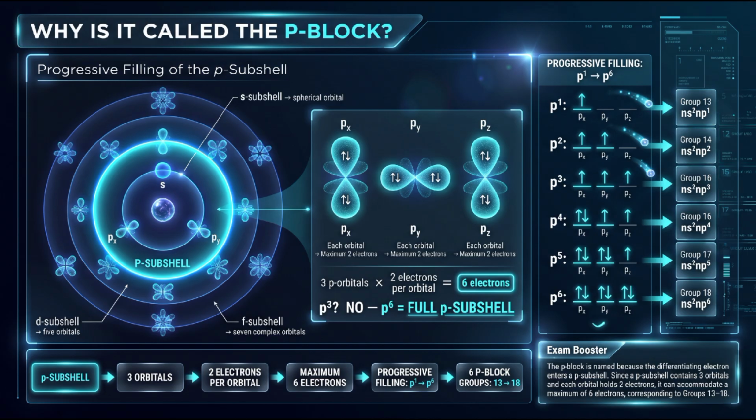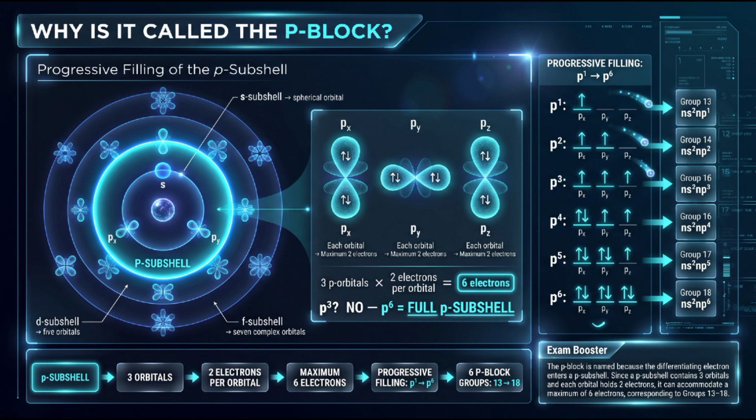progressively fill these orbitals. An atom contains electrons arranged around the nucleus in different energy levels called shells. Within each shell, electrons are arranged into subshells, which are represented by the letters s, p, d, and f. Each subshell contains a specific number of orbitals. The s subshell contains 1 orbital, the p subshell contains 3 orbitals. The d subshell contains 5 orbitals, and the f subshell contains 7 orbitals.